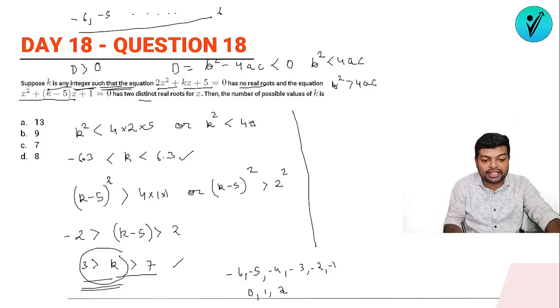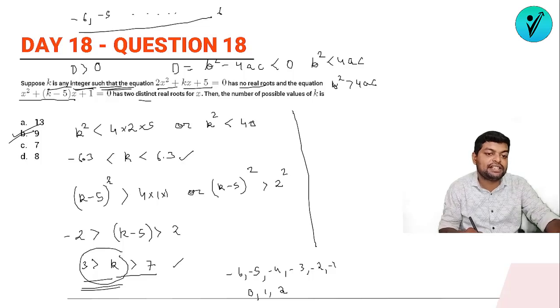So how many values are there? 1, 2, 3, 4, 5, 6, 7, 8, 9. So a total of 9 such values of k will satisfy both the conditions. So the answer to this question is 9. A very good question, simply an application of quadratic equations and a bit of inequality. Definitely these kinds of questions come in your exams.